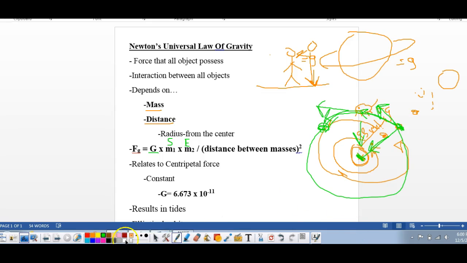And the constant is equal to 6.673 times 10 to the 11th. It's a big number, and so keep that in mind. And it's actually negative 11th here. Keep that in mind, negative 11th.